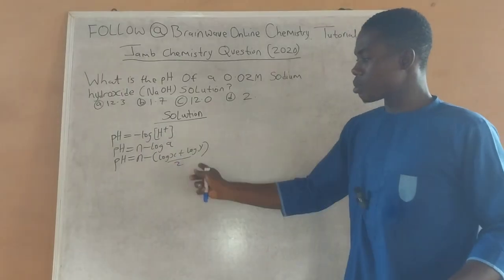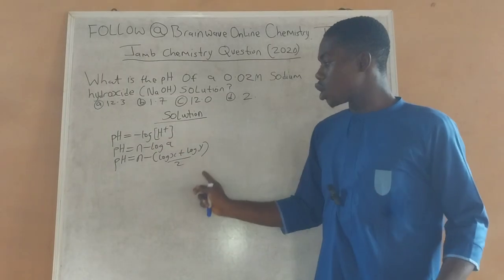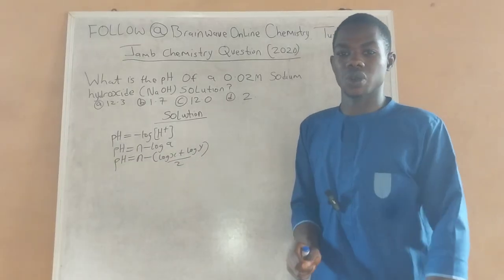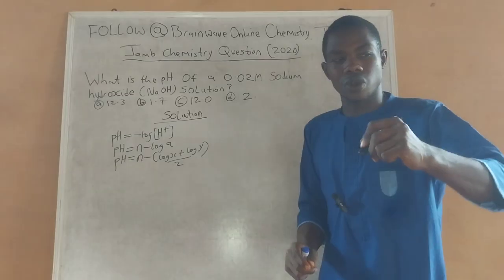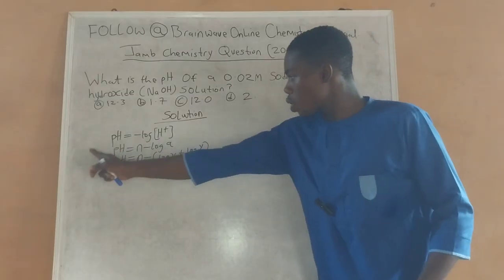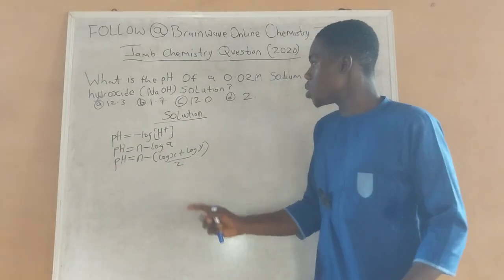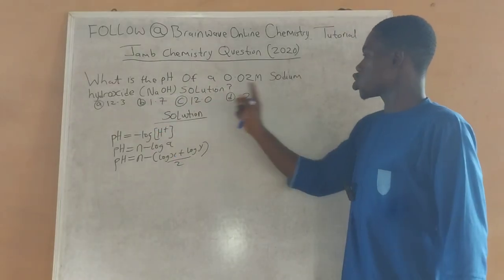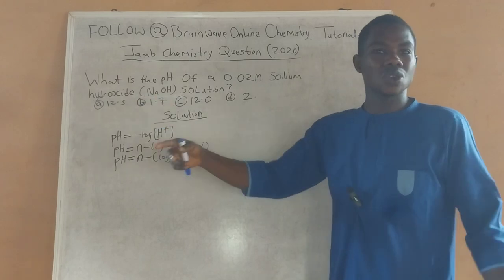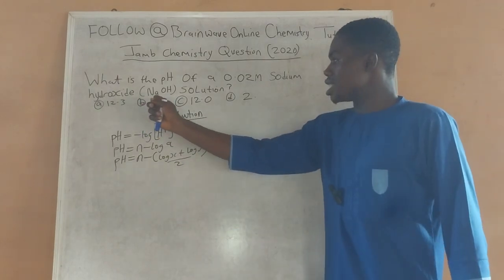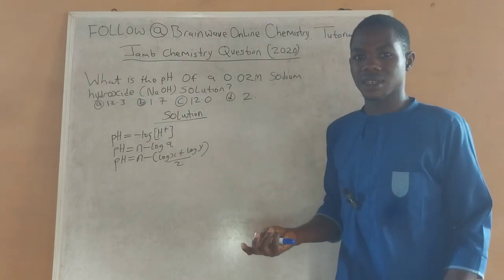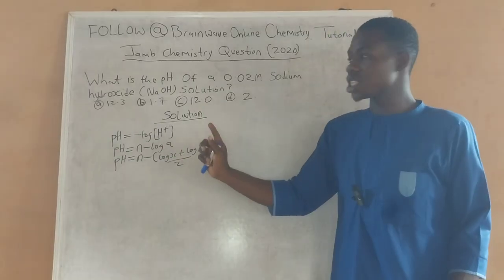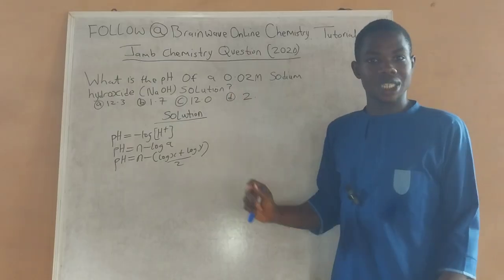Now, let me explain these formulas. You can only use these formulas to calculate pH when the hydrogen ion concentration is given in the question. But if you look at this question very well, the concentration given was for sodium hydroxide, and sodium hydroxide is not an acid. Sodium hydroxide is an alkali, a very strong one at that. So you cannot use any of these formulas. But I'll be showing you a formula for calculating pH when you are given sodium hydroxide.